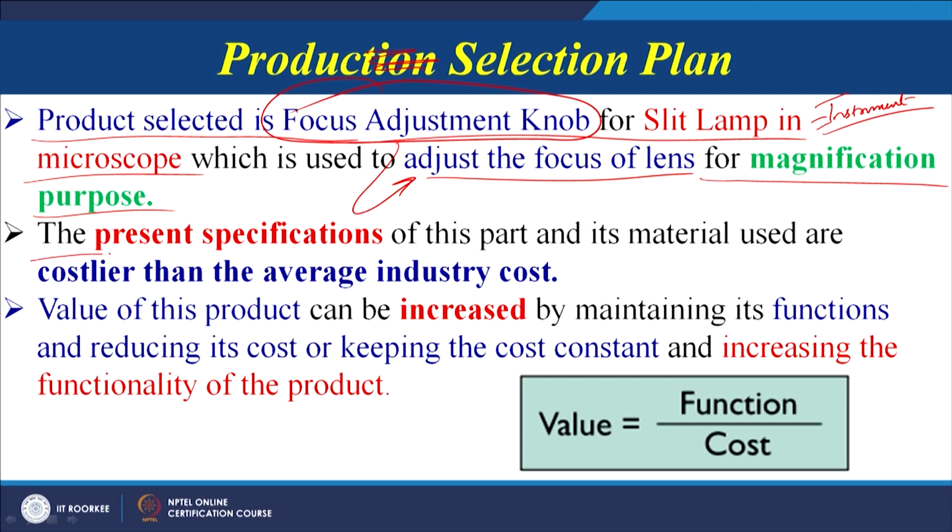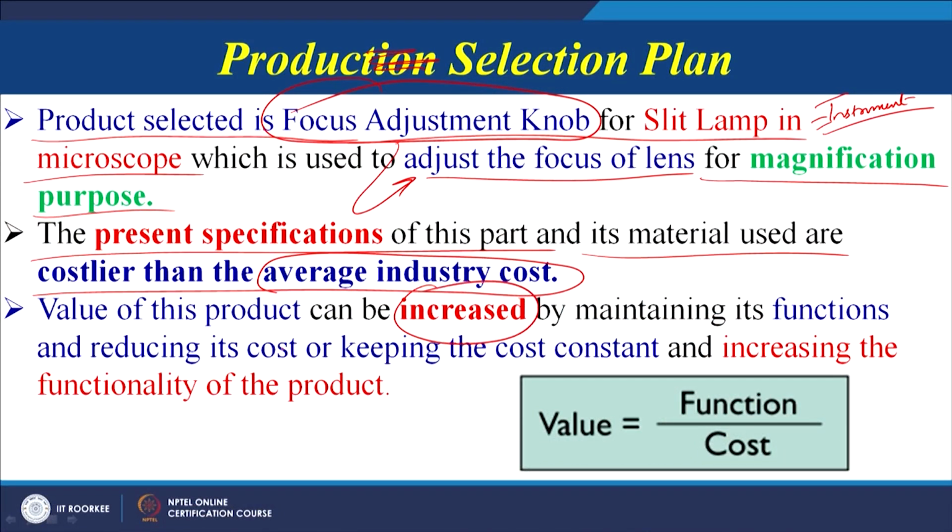So the present specifications of this part and its material used are costlier than the average industry cost. So the company realizes that the present specifications and the material used are costlier. Therefore, there is a scope for improvement or changing the material to an alternate material which can significantly reduce the cost of this focus adjustment knob. So the value of this product can be increased.